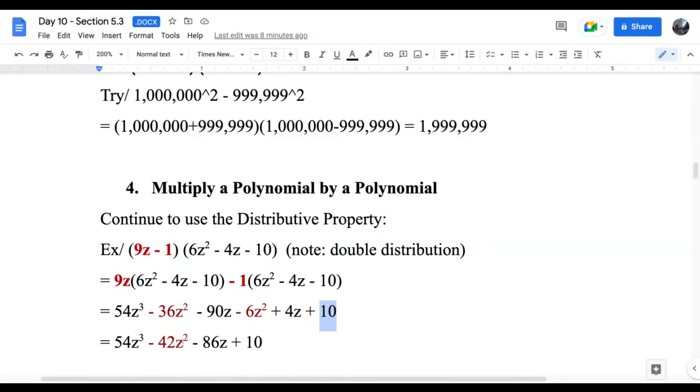Then we combine like terms. 54z³ has no like terms. But negative 36z² minus 6z², that's minus 42z². Right. Negative 90z plus 4z, that's negative 86z. Then plus 10, plus a constant. Anyone has any question?